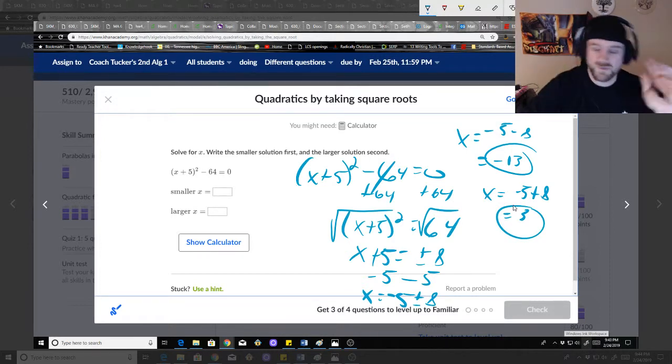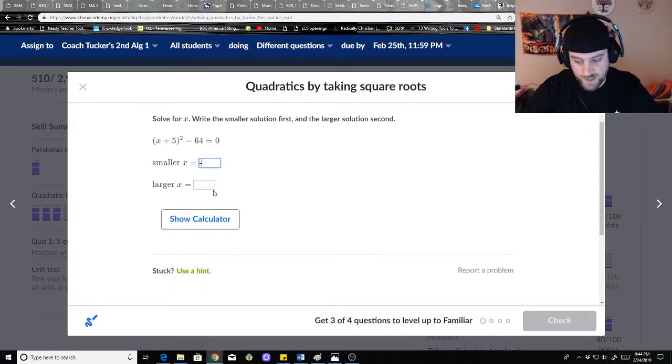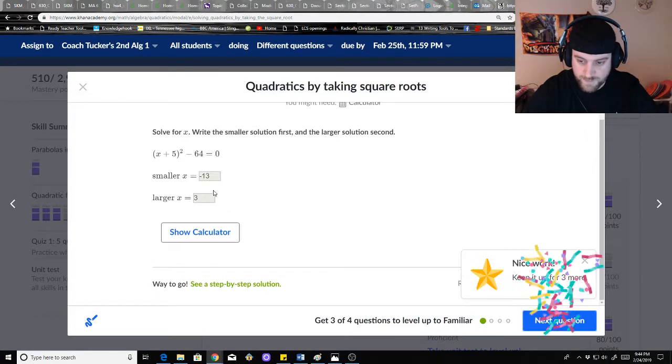Just something very minute to notice there. Because the square is outside the set of parentheses, we're going to have to do the thing on the inside of the set of parentheses last. So just something small for you to note. Make sure you know, what was it? Negative 13 and 3. Is that what I said? That's what I said.